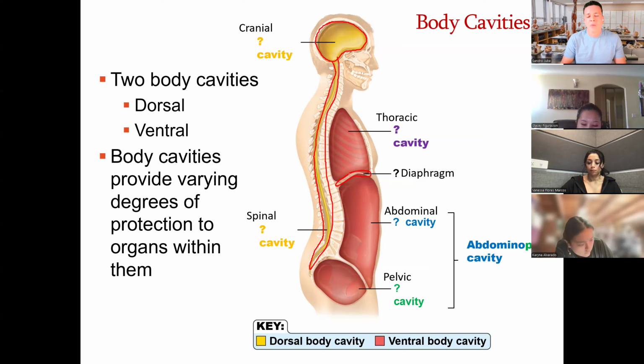Oftentimes, guys, we're going to talk about the abdominal and the pelvic cavity as being one because there is no actual separation between the abdominal and the pelvic, like we have the separation between the thoracic and the abdominal, okay? There is no muscle or membrane separating the two. So oftentimes they are described as the abdominal pelvic cavity or simply as the peritoneal cavity. And we're going to talk more about the peritoneal cavity also in a minute.